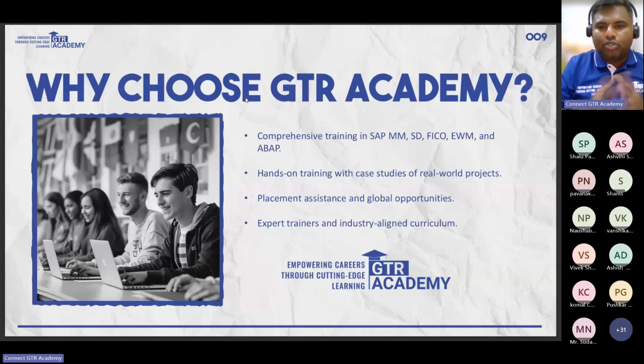So why choose SAP? We are going to provide comprehensive training in SAP Materials Management, SD, FICO, EWM, and ABAP. What is this comprehensive training? That is very important, you guys need to understand. It is a combination of many things, what is needed for an industry ready skill set, so that we are going to provide. Okay, so we are going to provide end-to-end training. End-to-end training means the SAP skill set.